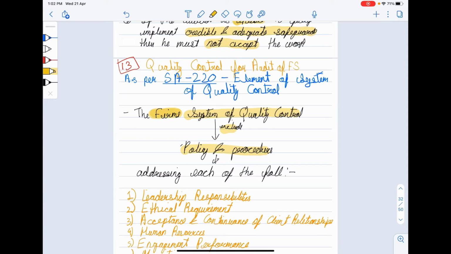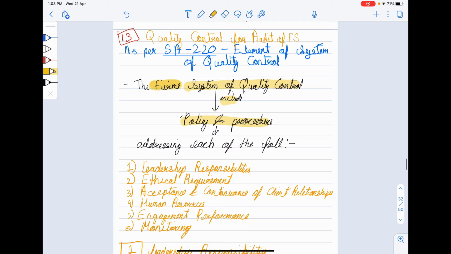Hello. So, in this lecture, we are going to study quality control of audit of financial statements. As per SA 220, elements of system of quality control, the firm's system of quality control includes policies and procedures addressing the following points. What 6 points does the system of quality control address?